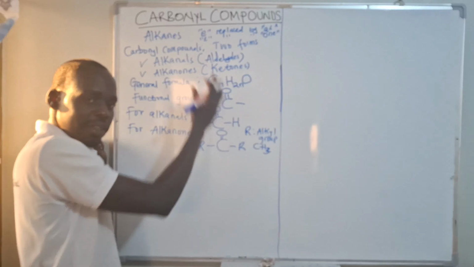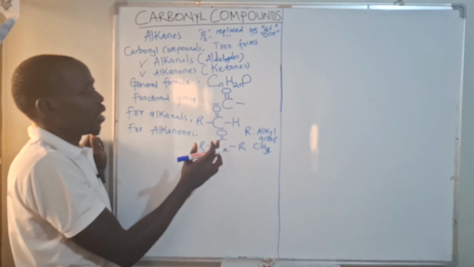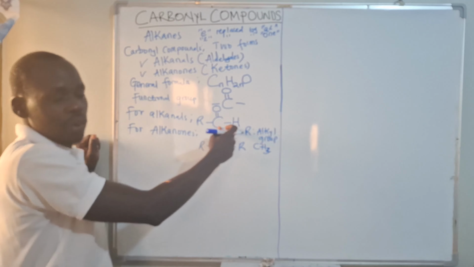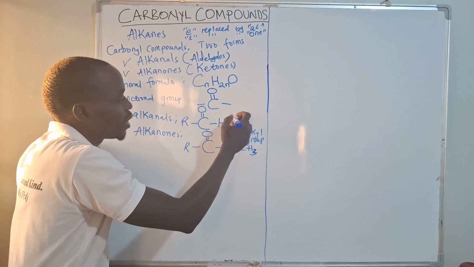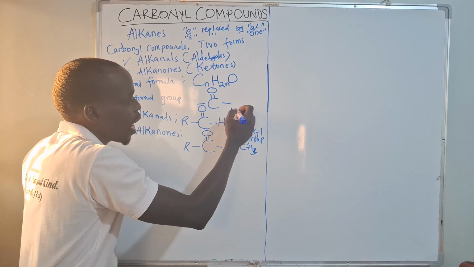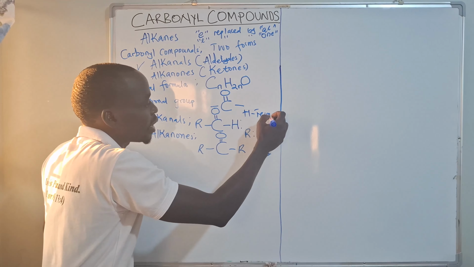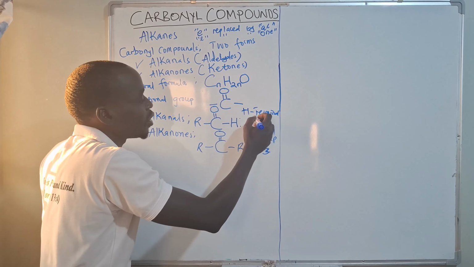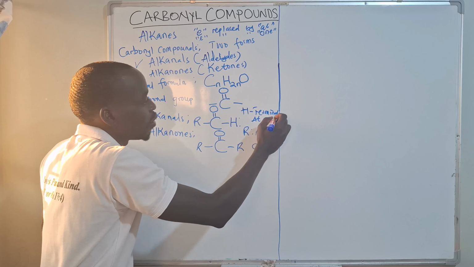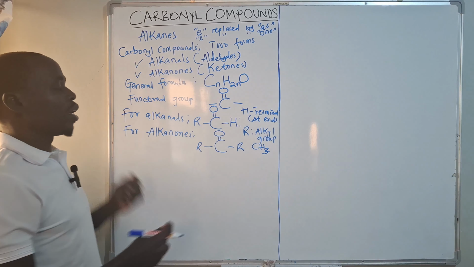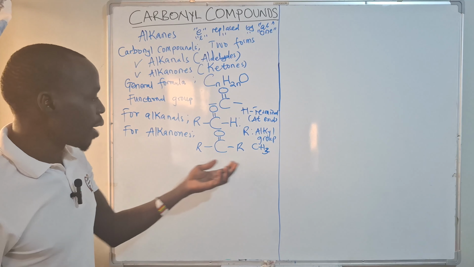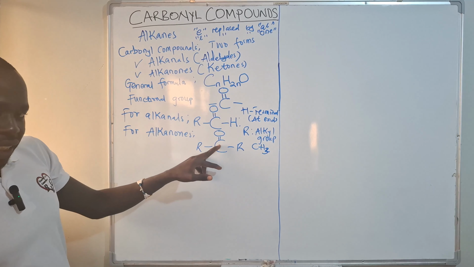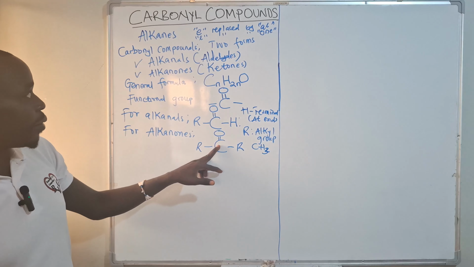Now, this is the difference. Let's distinguish them clearly. Here, we are saying the H is terminal, just at the end of this molecule. How about here? Here we have the alkyl group attached. But the moment you see something like that, just know I'm dealing with carbonyl compounds.